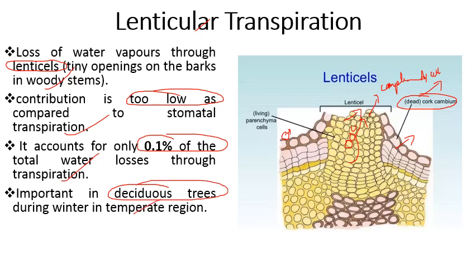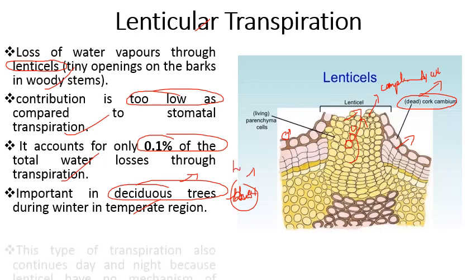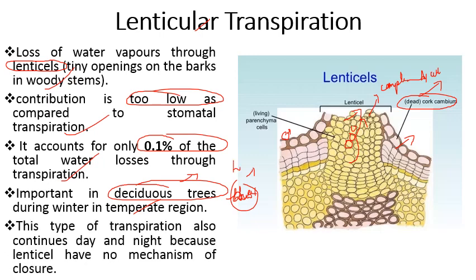So जो snow bound areas होते हैं जहाँ पे snowfall होता है वहाँ पर जो deciduous trees होते हैं, deciduous trees means which shed their leaves in winter season. So इनमें जो transpiration होती है that occurs through these lenticels. And this type of transpiration also continues day and night because lenticels have no mechanism of closure. तो ये भी cuticular transpiration की तरह day और night continuously होता है because there is no control mechanism.